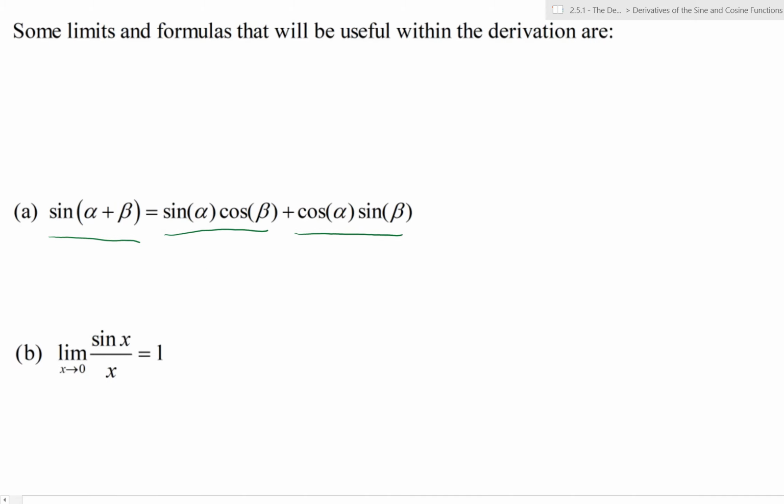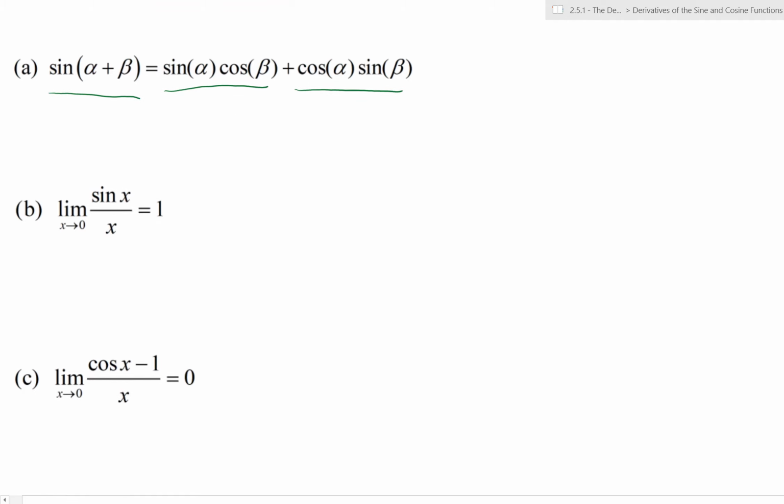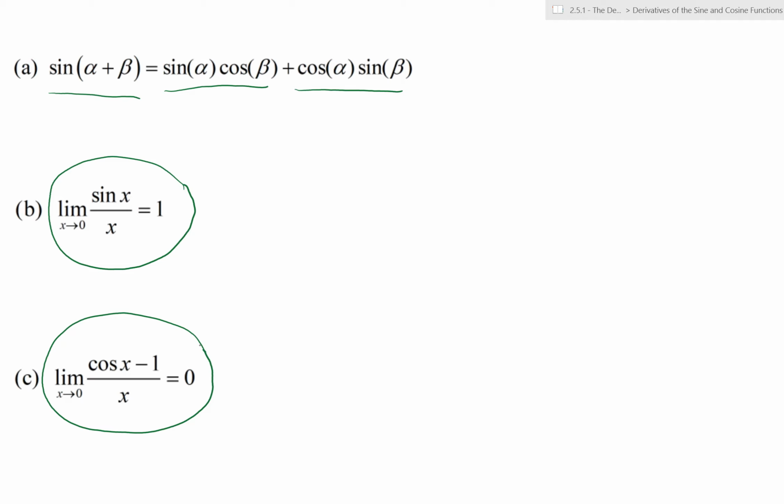And then we have a couple of limits, which we're going to do a little bit of hand waving on here. These two limits right here. The claim is that the limit as x goes to 0 of sine x divided by x is 1, and that the limit as x goes to 0 of cosine x minus 1 divided by x is equal to 0.